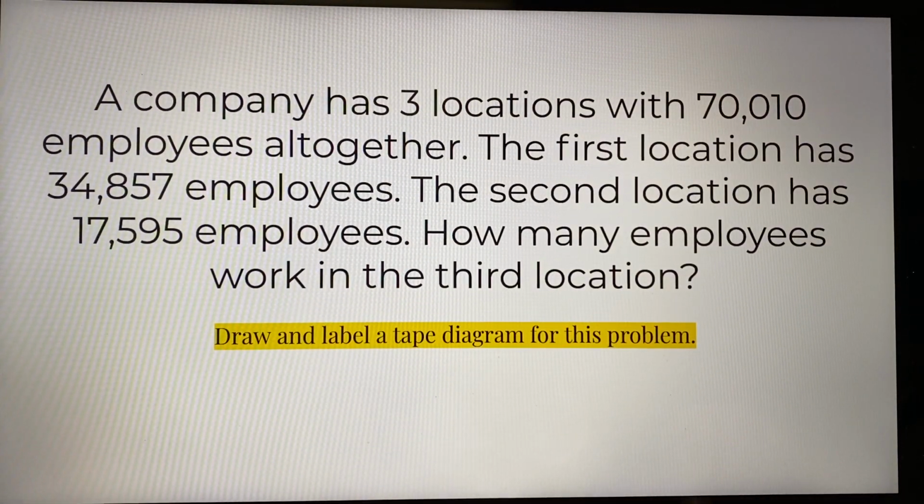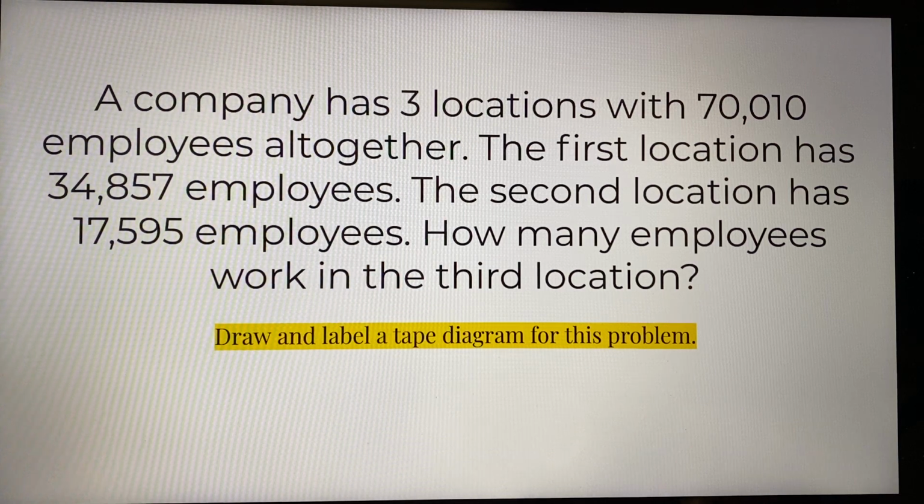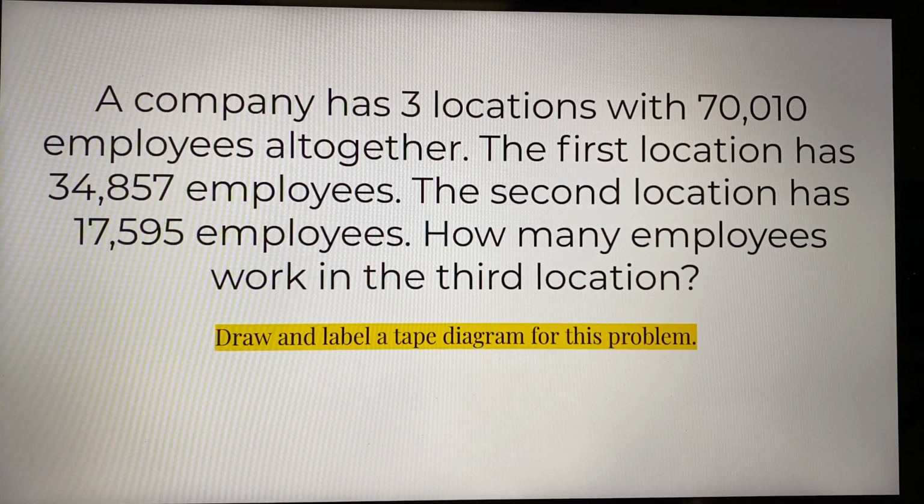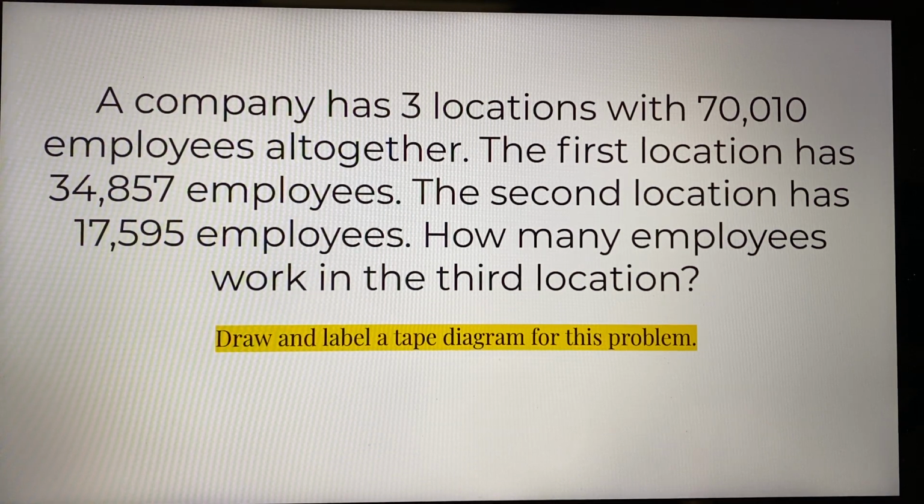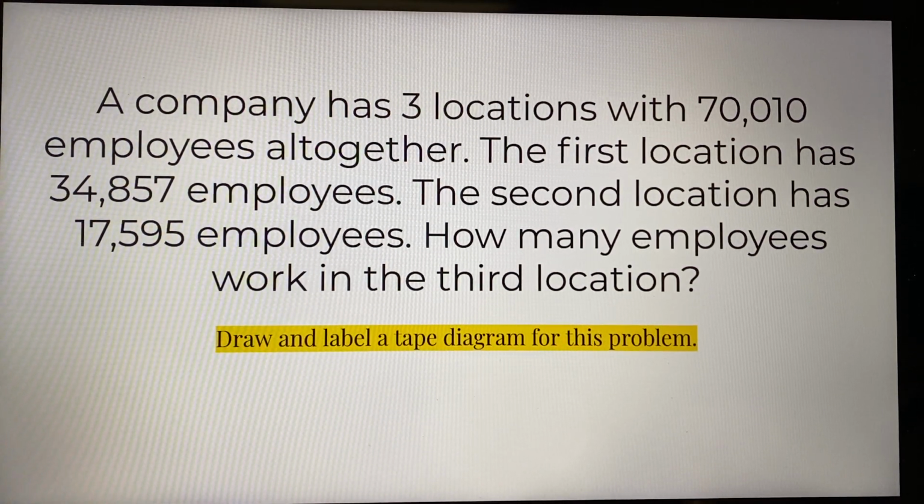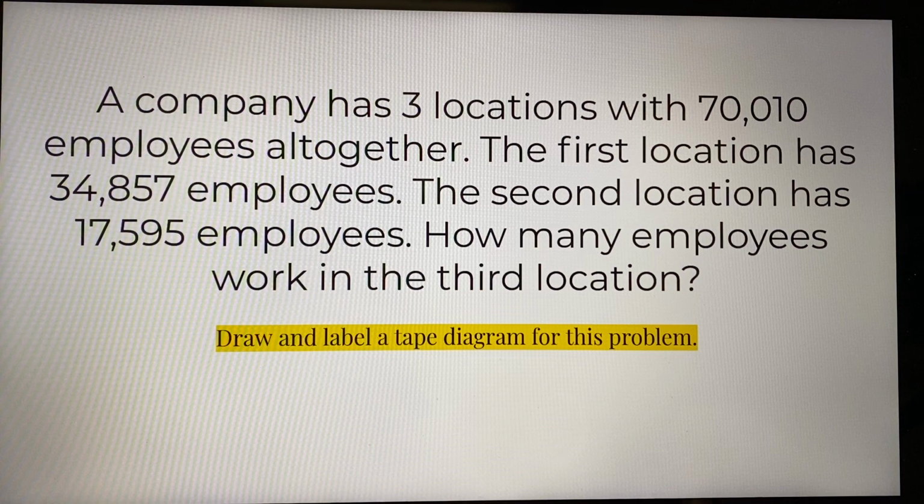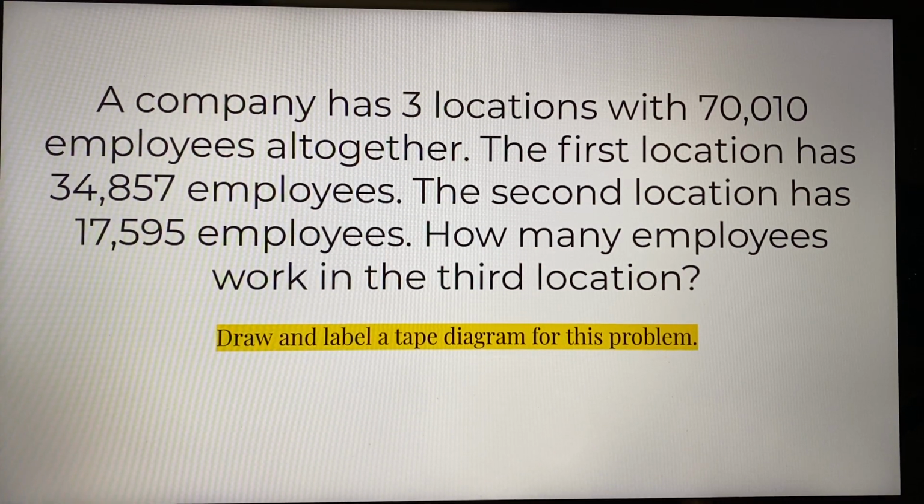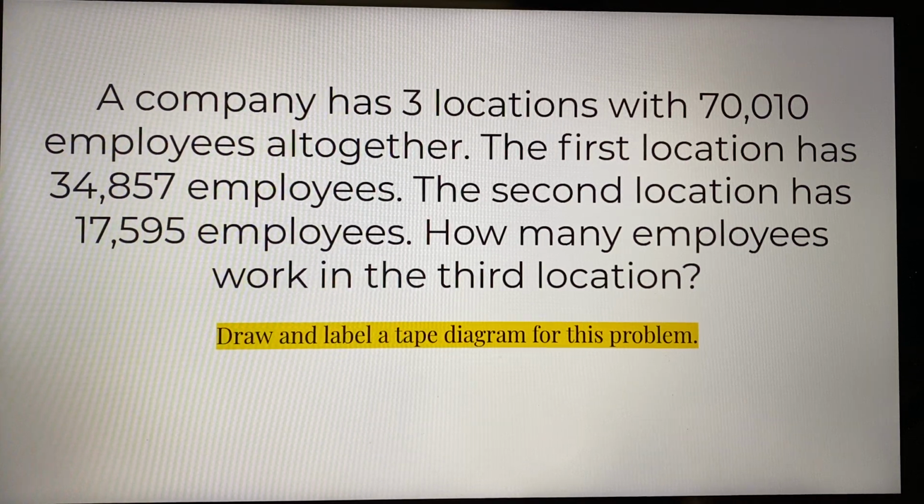So a company has 3 locations with 70,010 employees altogether. The first location has 34,857 employees. The second location has 17,595 employees. How many employees work in the third location? We're going to draw a tape diagram and label it to solve this problem.